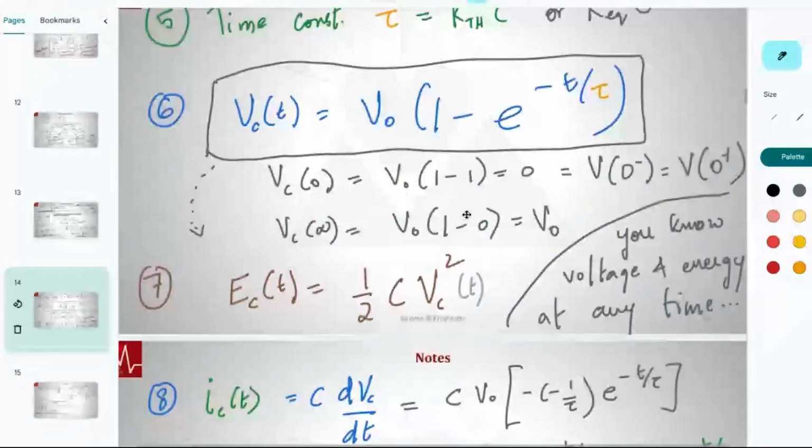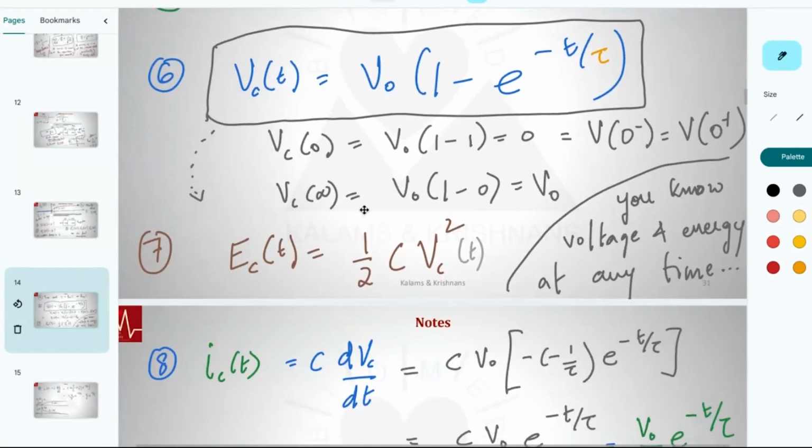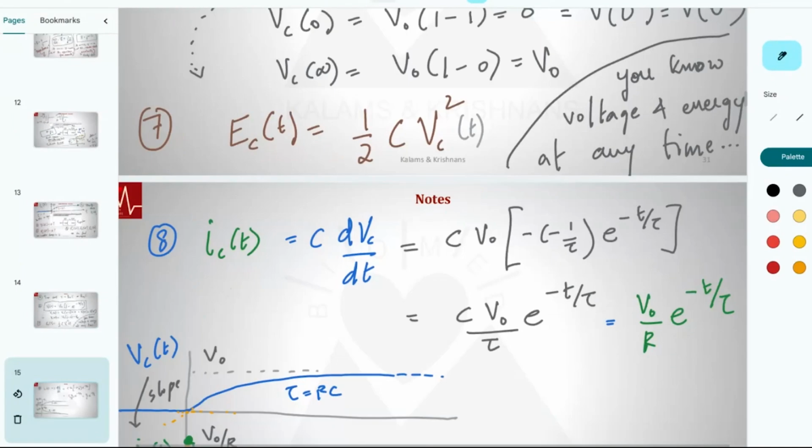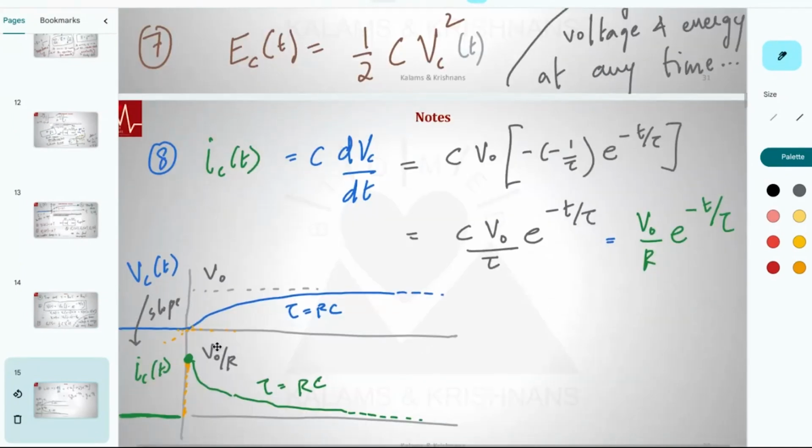So yeah, you can find voltage at any time, energy at any time. You can also find current at any time. It's just the derivative of the function that I have shown here.